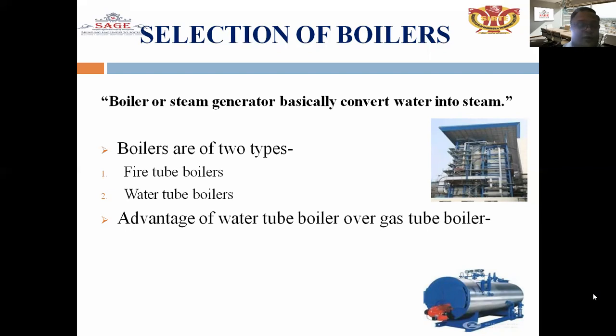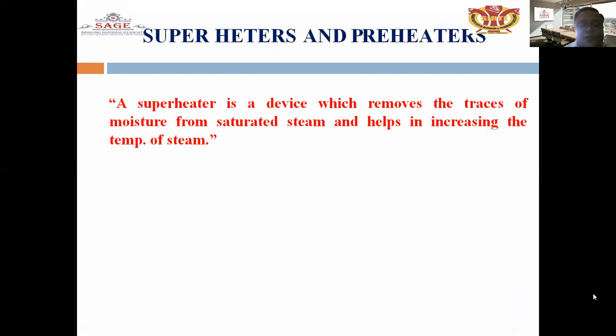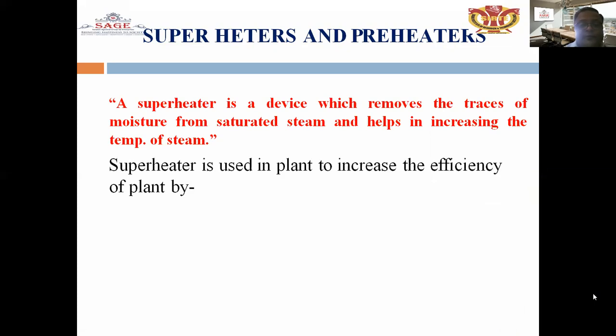What are the advantages of water tube boilers over fire tube boilers? They have higher evaporation capacity due to the large heating surface, and high pressure due to the small size of the drum. They are safe in operation and occupy less space. A superheater is a device which removes the traces of moisture from the saturated steam and helps in increasing the temperature of the steam.